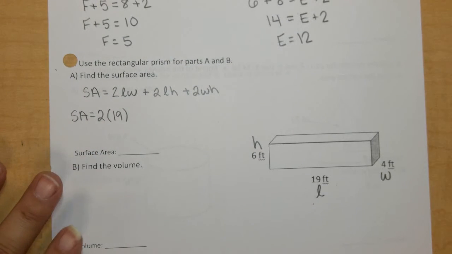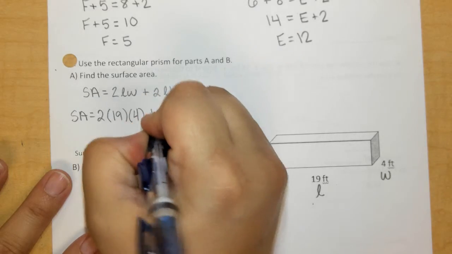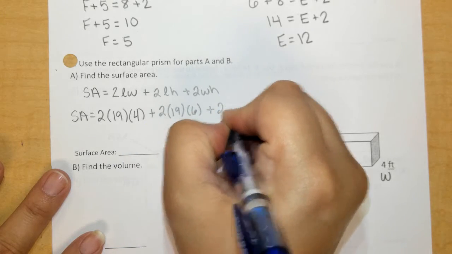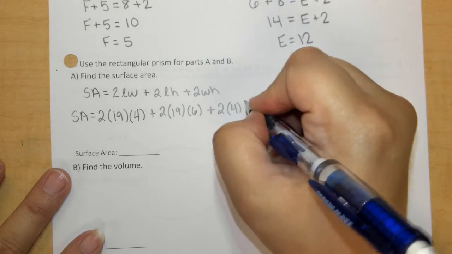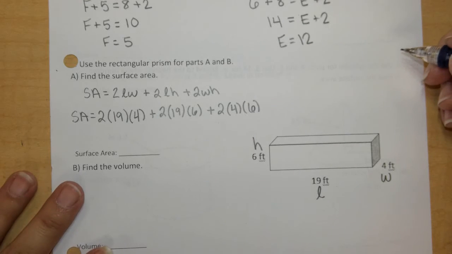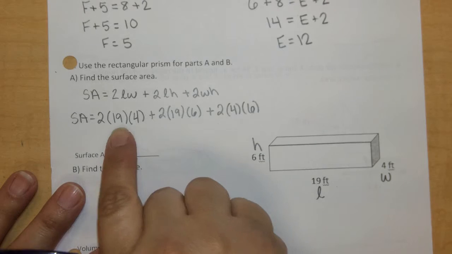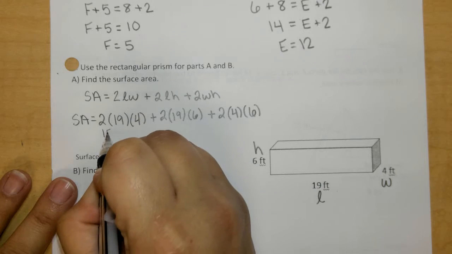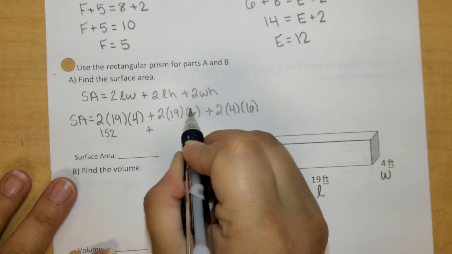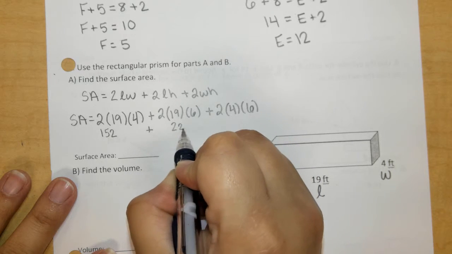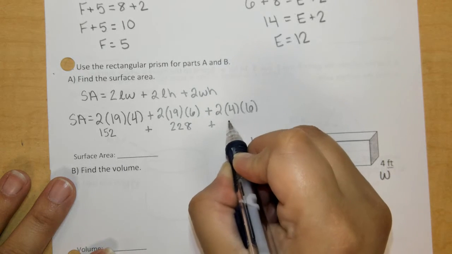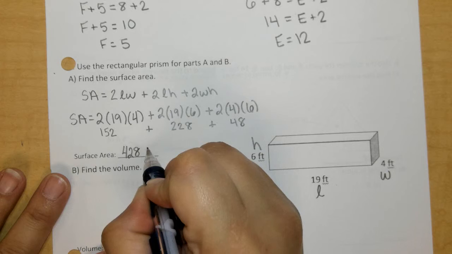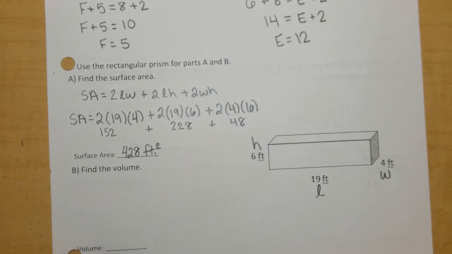So I would do 19 and 4, and then for my length, again 19 times height 6, plus 2 times the width, which is 4, times the height, which is 6. Then I would multiply each part of the equation. If I multiply these together, I get 152. If I multiply the middle part, 2, 19, and 6, I get 228. And if I multiply the last part, I get 48. I add these together, and we get 428 feet squared.